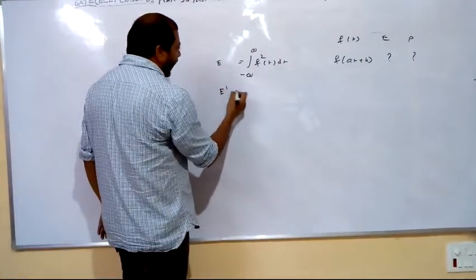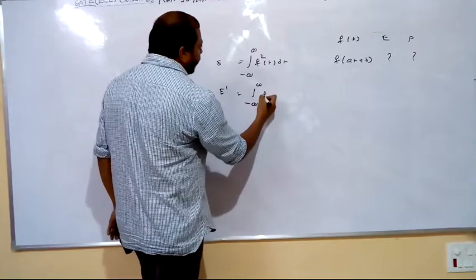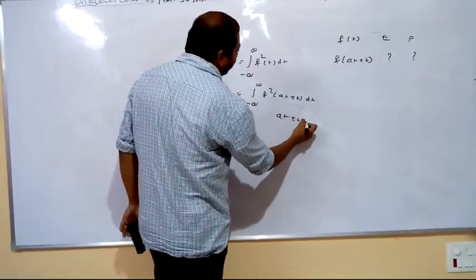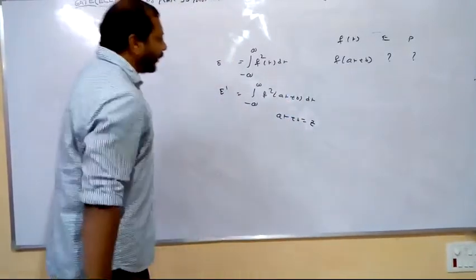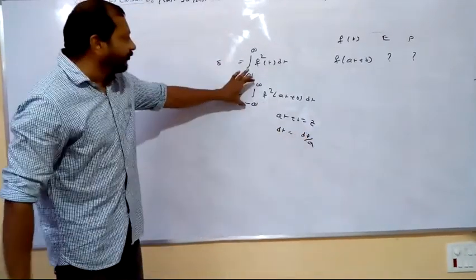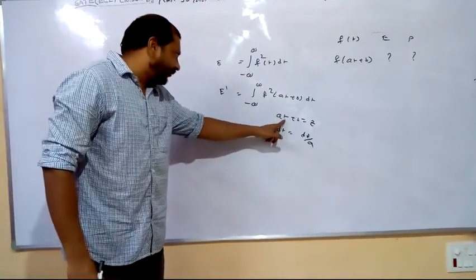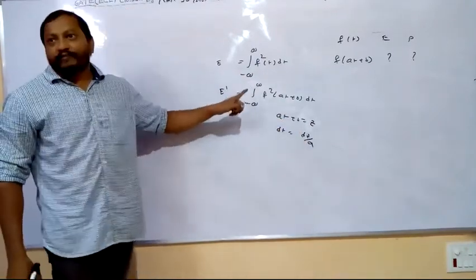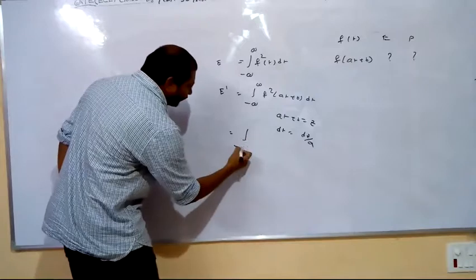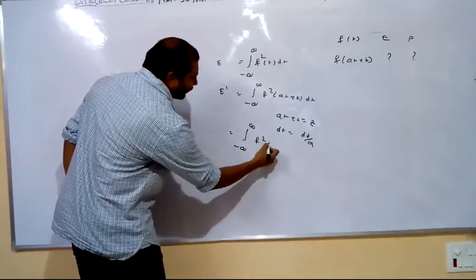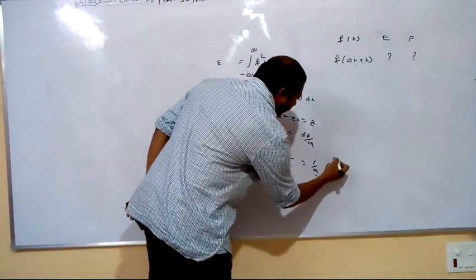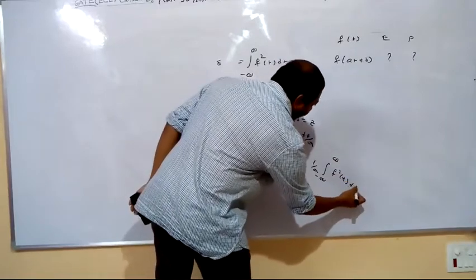Now, what is the energy of this signal? I am considering this as E dash equal to the integration from minus infinity to infinity of f square of at plus b dt. Let at plus b equal to some z. From this dt is equal to dz by a, and the limits remain from minus infinity to infinity. So the value is f square of z dz divided by a, which can be represented as 1 by a times the integral from minus infinity to infinity of f square of z dz.